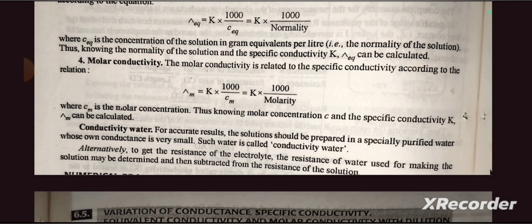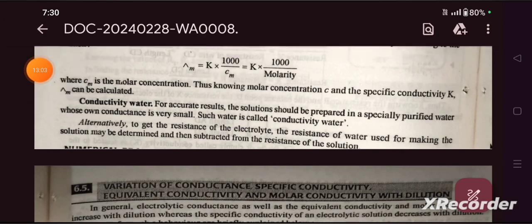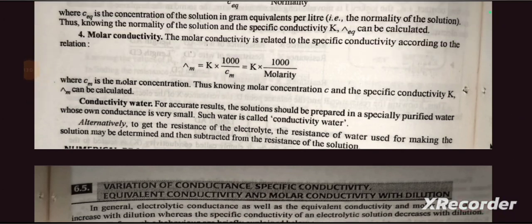Fourth, molar conductivity. The molar conductivity is related to the specific conductivity according to the relation: lambda m is equal to K into 1000 by Cm, which is equal to K into 1000 by molarity, where Cm is the molar concentration. Thus, knowing the molar concentration C and the specific conductivity K, lambda m can be calculated. Conductivity water: for an accurate result, the solution should be prepared in specially purified water whose own conductance is very small. Such water is called conductivity water.